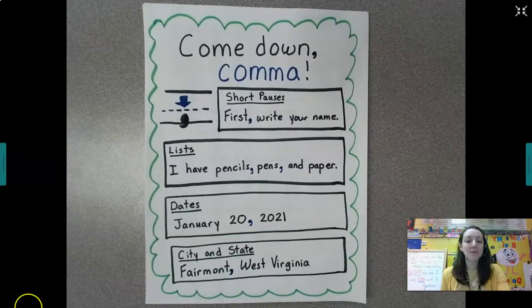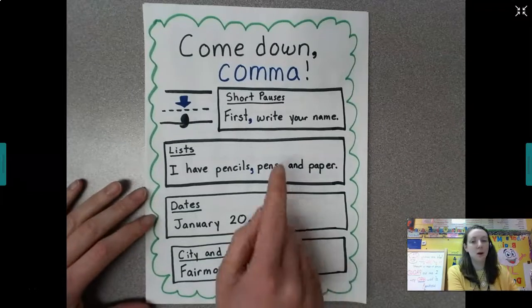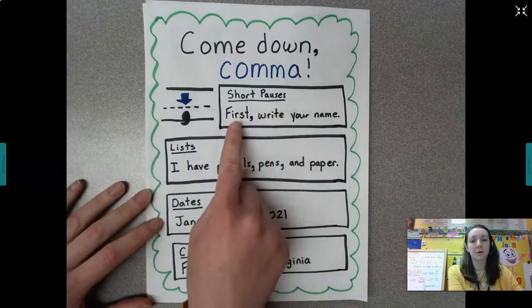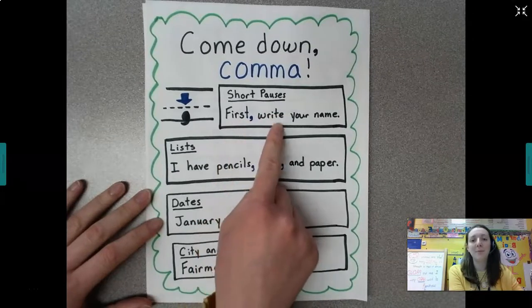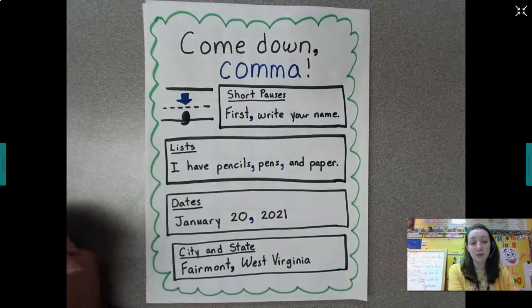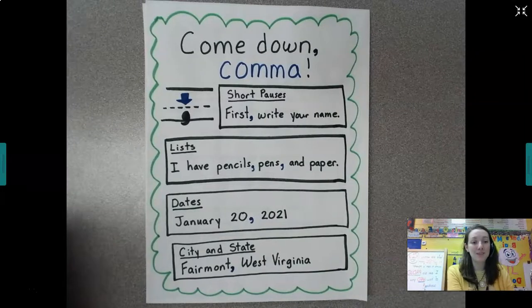Now, commas have a lot of different uses. So, for example, you can use commas for short pauses. First, comma, write your name. So anytime we use transition words in our writing, you've probably heard me say that you use a comma after, and that's what you use for.